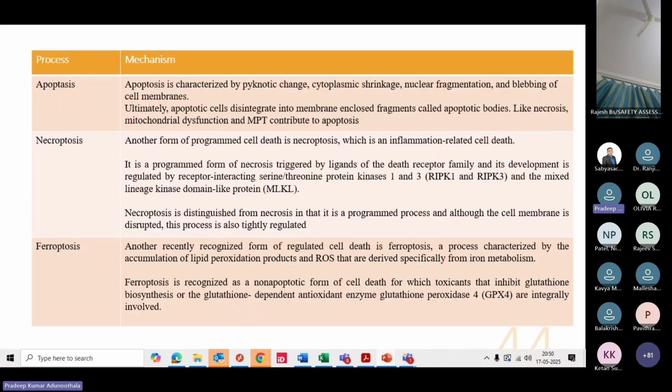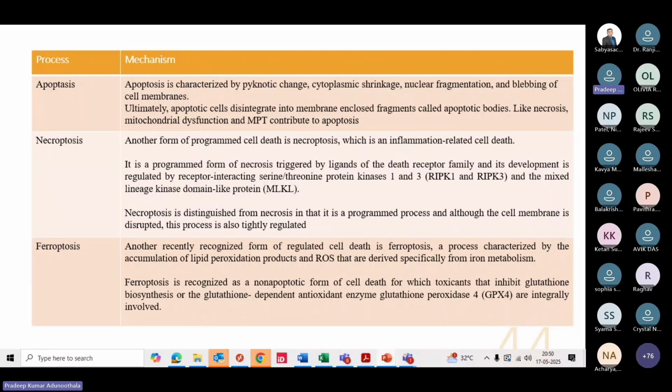Coming to apoptosis, it is a mechanism characterized by pyknotic chromatin, cytoplasmic shrinkage, nuclear fragmentation, and blebbing of cell membranes. Ultimately, apoptotic cells disintegrate into membrane enclosed fragments called apoptotic bodies. Like necrosis, mitochondrial dysfunction and MPT contribute to apoptosis.